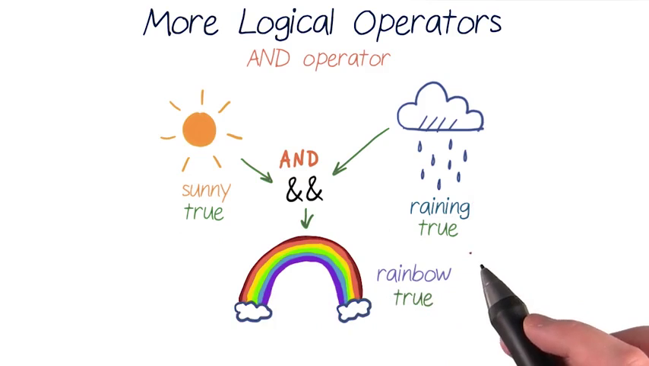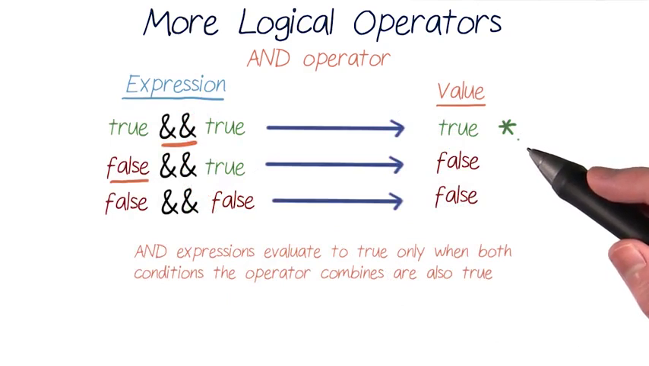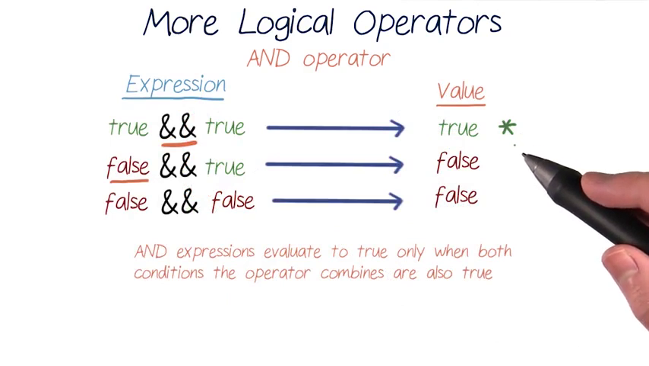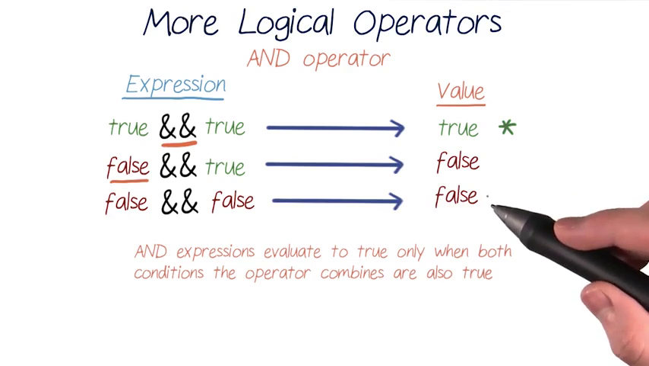And this is like how an AND operator works to produce a true value. For an AND expression that combines two test conditions, both of its conditions must be true for the whole expression to evaluate to true, and in any other case, the expression will evaluate to false.